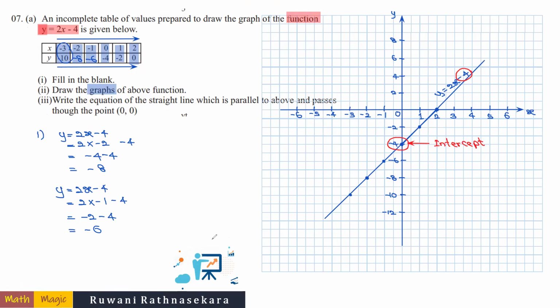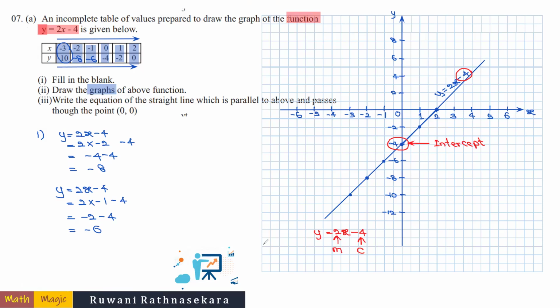Then let's quickly write below what the gradient and the intercept of this function are. When the function is in the form y equals mx plus c, the multiplier of x is the gradient. The number which is added is the intercept. Gradient is given by m, intercept is given by c. That's enough for now.